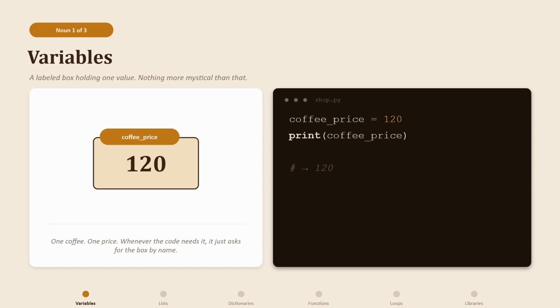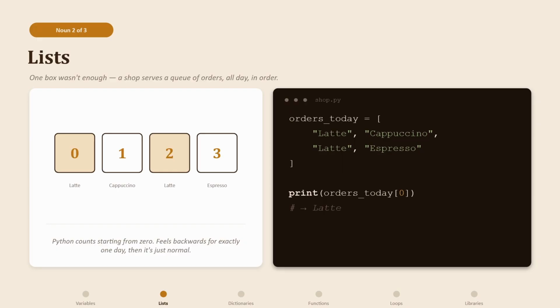So this is about variables, and now the list. In the previous example, one box, coffee price, was 120 rupees. But coffees are different. It can be latte, cappuccino, espresso. So one box was not enough. A shop serves a queue of orders all day, in order. Let us say today we have received 4 orders. You have observed something? Here we are starting with the value 0, order 0, order 1, because Python does not start from 1, it starts counting from 0. It feels like going one day behind.